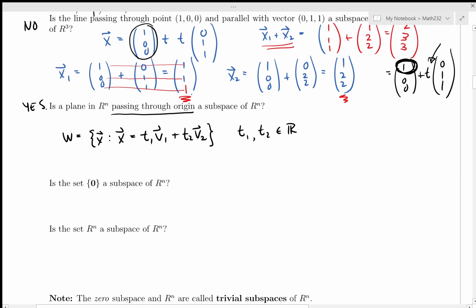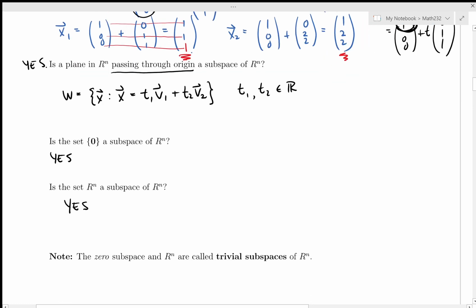Yes, the set containing the 0 vector is a subspace. If I add 0 to itself, I keep getting 0. If I multiply 0 times some constant, I get 0, and 0 is in there, so I'm in. And the answer here too is yes. The whole space is a subspace. These two are less exciting, so we call them the trivial subspaces of Rn.